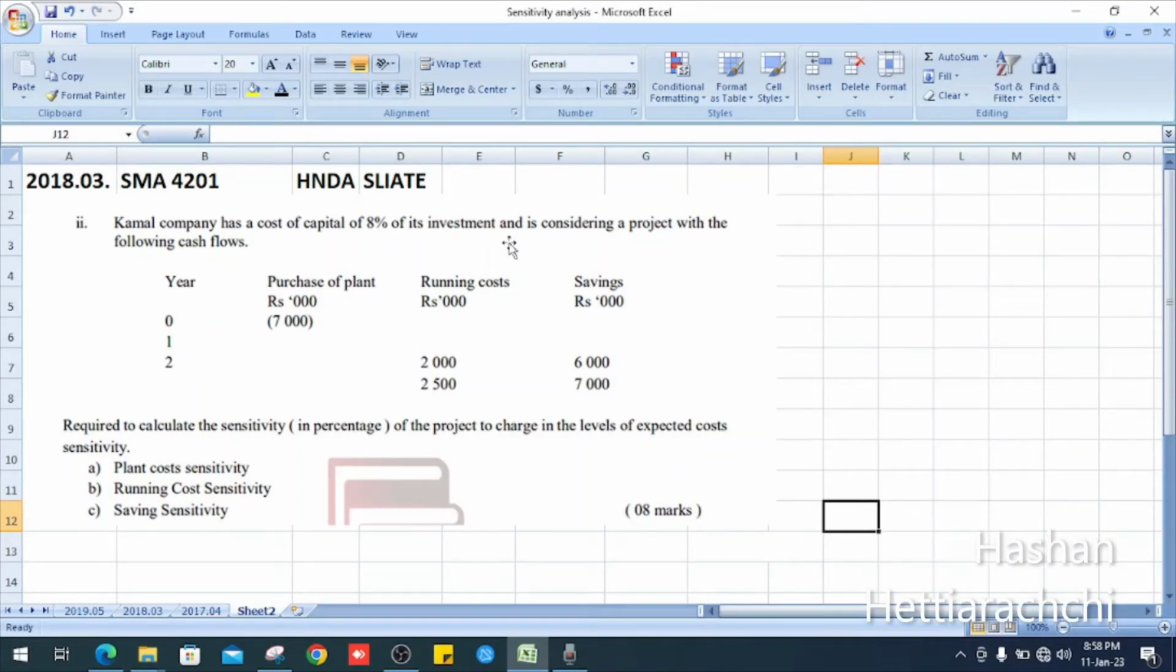Strategic Management Accounting 2018, question number 3, section 2. Kamal company has a cost of capital of 8% of its investment and is considering a project with the following cash flows: year 0 to 2, purchase of plant, running cost, and savings. Required to calculate the sensitivity in percentage of the project to the change in the level of expected cost sensitivity. A. Plant cost sensitivity, running cost sensitivity, saving sensitivity.